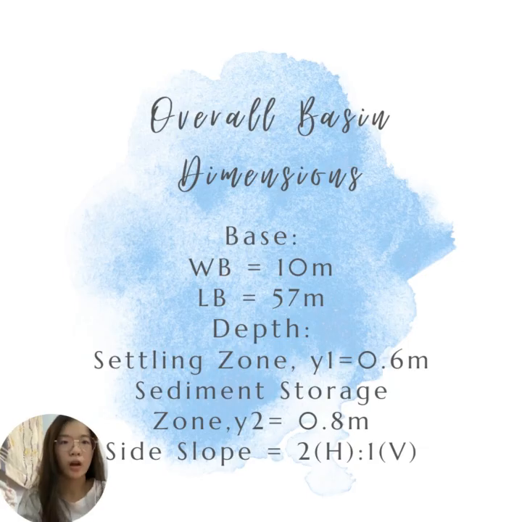For the overall basin dimension, at the base, the width of the base equals 10 meters, and the length of the base equals 57 meters. And at depth, the sediment zone Y1 equals 0.6 meter, the sediment storage zone Y2 equals 0.8 meter, and then the side slope equals 2 horizontal to 1 vertical.